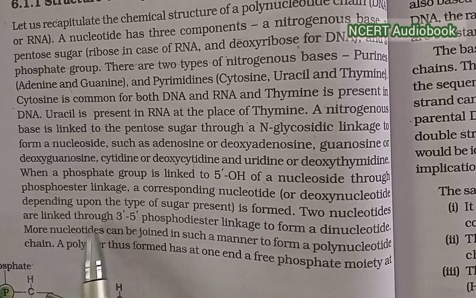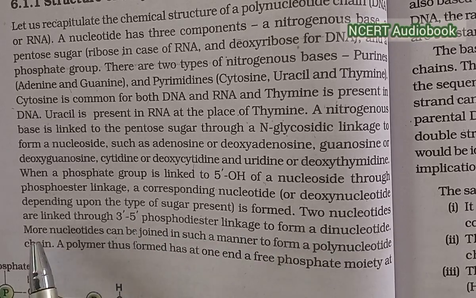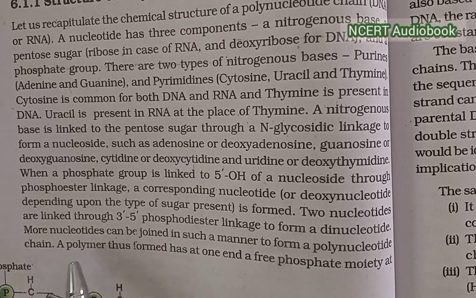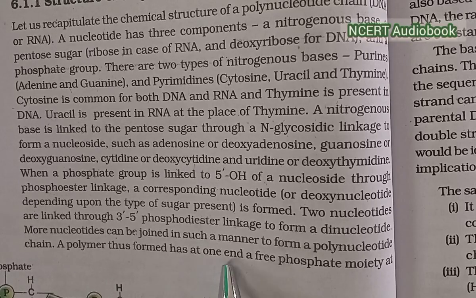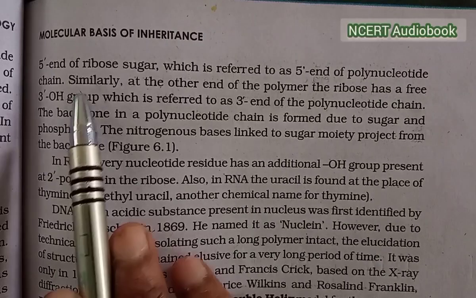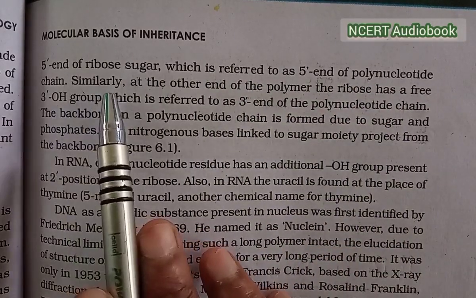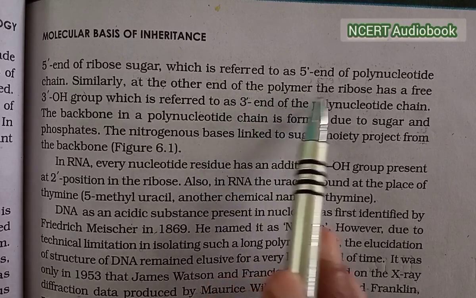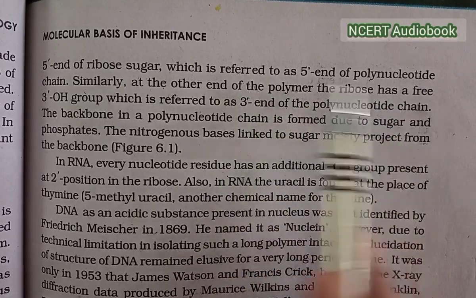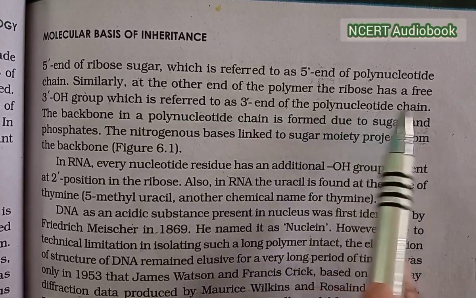Two nucleotides are linked through a 3' to 5' phosphodiester linkage to form a dinucleotide. More nucleotides can be joined in such a manner to form a polynucleotide chain. A polymer thus formed has at one end a free phosphate moiety at the 5' end of the sugar, which is referred to as the 5' end of the polynucleotide chain. Similarly, at the other end of the polymer, the ribose has a free 3' OH group, which is referred to as the 3' end of the polynucleotide chain.